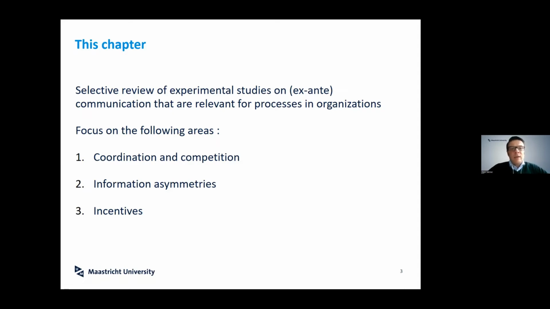Looking at the literature, we came up with 3 areas altogether in which studies have been conducted. The first area is coordination and competition. The second area is related to information asymmetries between employer and employees. And finally, we have a section on incentives. In the following, I would like to present a little more detail on each section, what the research is all about, and what the paradigms used in these areas are.